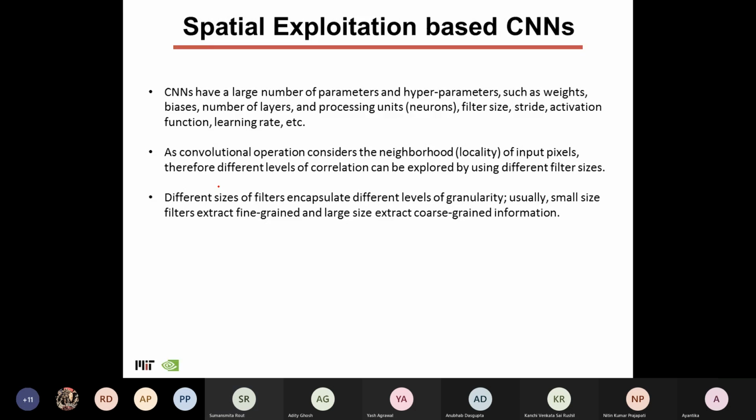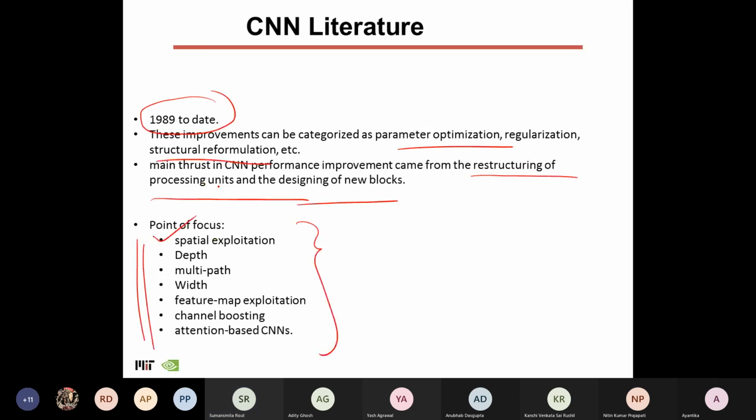Any questions? Yes, tell me. I think so, the slides are not visible. Now it's visible, ma'am. Is it visible? Oh, sorry.